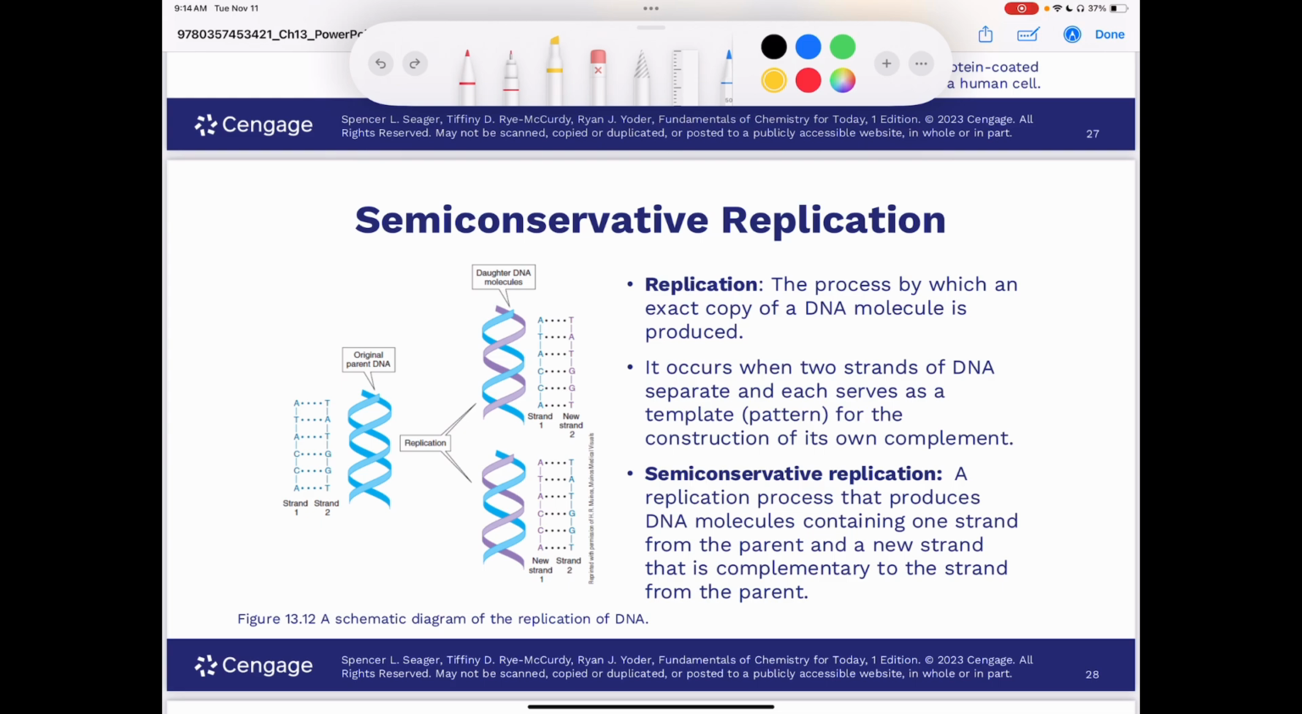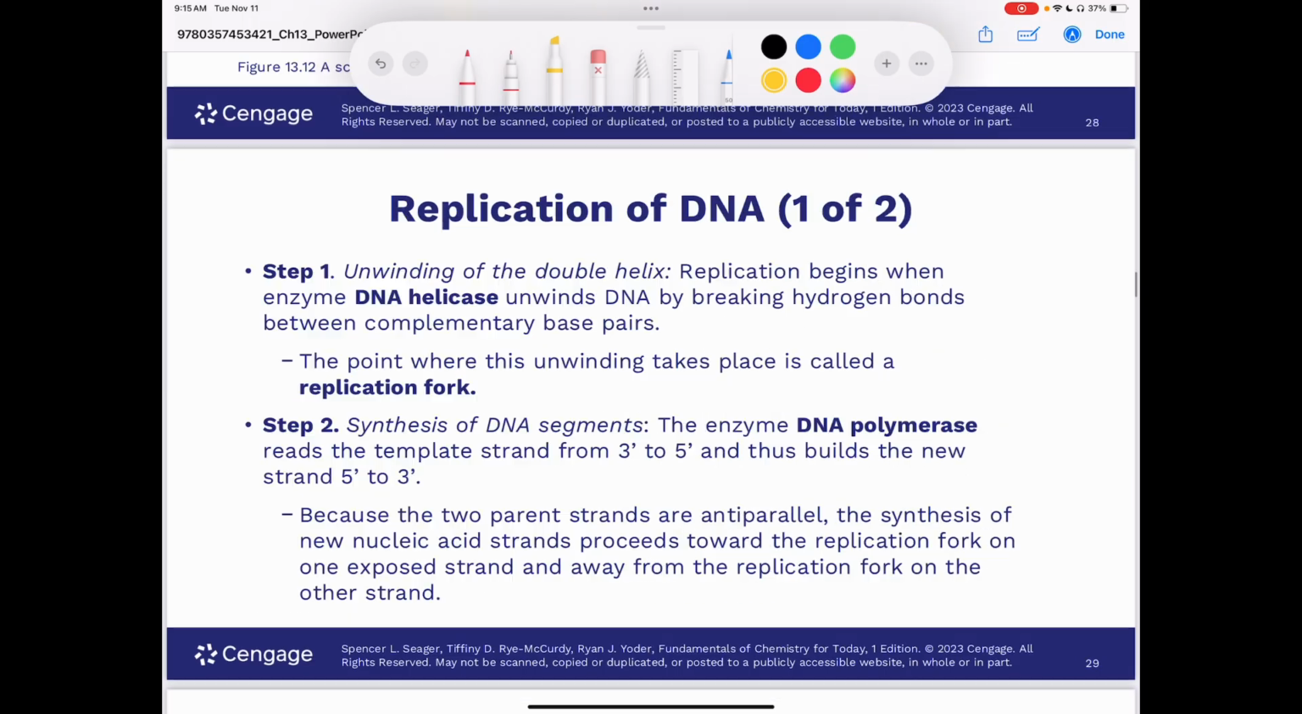And so you can see here in this schematic that we have our original parent DNA, and then it undergoes replication, and we end up with a pair of daughter DNA molecules. Now, the two daughter DNA molecules have exactly the same base sequences as the original parent DNA. Moreover, each daughter contains one strand of the parent and one new strand that is complementary to the parent strand. This process is called semi-conservative replication.